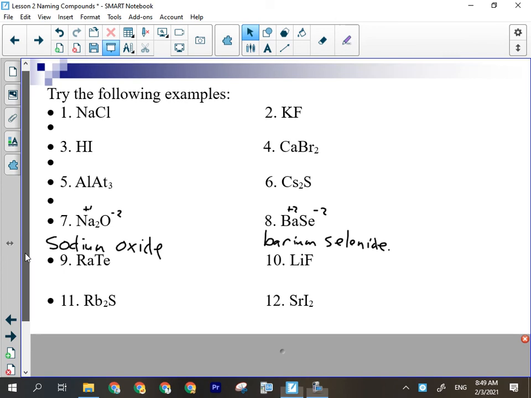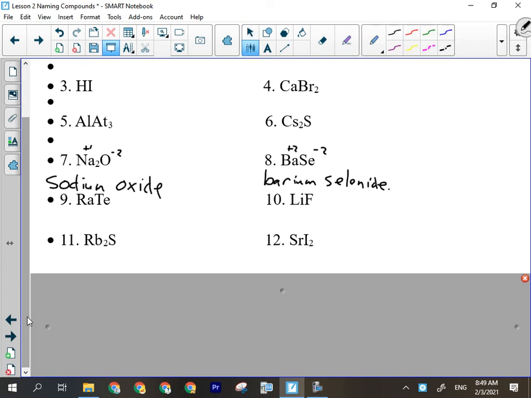All right, so for number 9, we've got radium. That's our metal, so we just name it as it appears on the periodic table, and it's with tellurium, so we name it telluride. So this is radium telluride. And then for number 10, we've got lithium as our metal with fluorine, so this will be lithium fluoride.